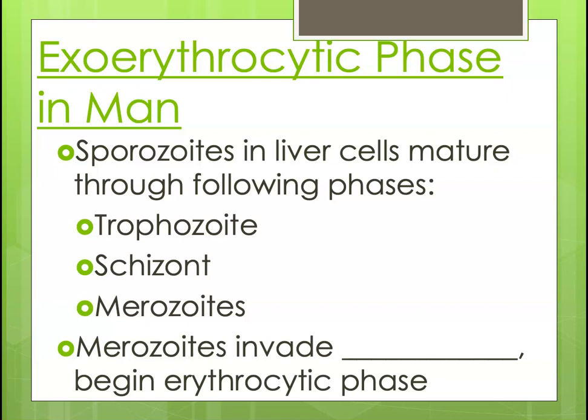It will mature, or it will transform into a trophozoite inside the liver cells. The trophozoite will then mature into a schizont, and a schizont releases merozoites. So the merozoites then leave the liver cells and they invade the RBCs, and so begins the erythrocytic phase. So remember, this was an asexual reproductive stage. This is schizogony in man. And the patient is usually asymptomatic during this exoerythrocytic phase.